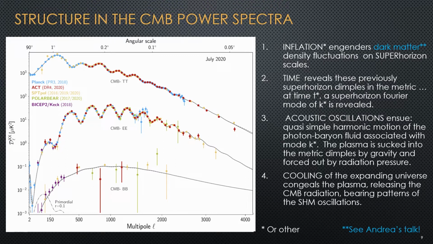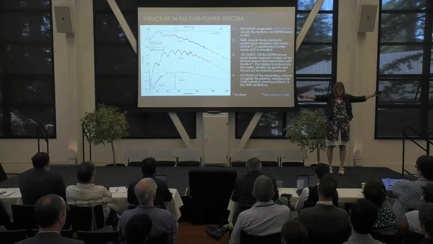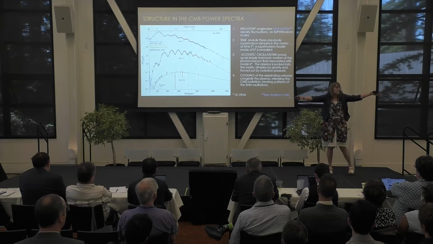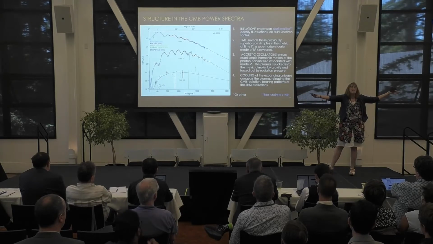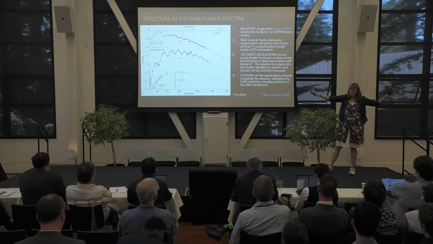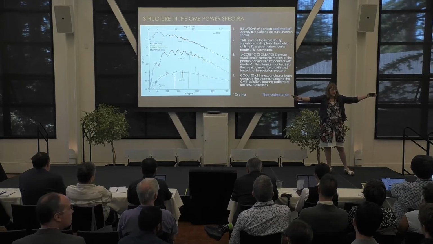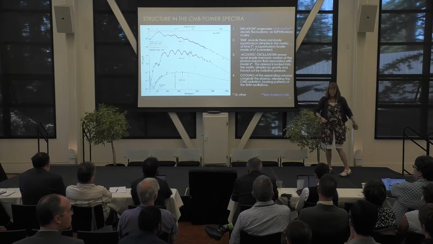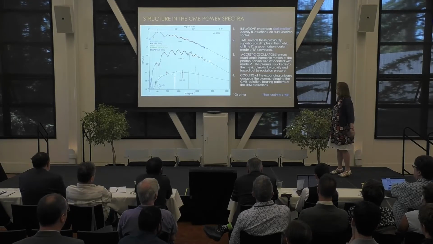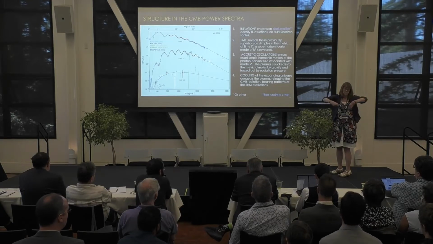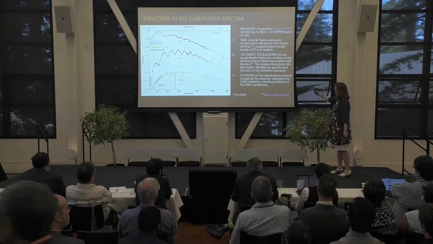And then, through a process that I'll say a teeny bit more about in a second, when this formerly superhorizon dimple is revealed, stuff starts happening. And what starts happening is this thing that we refer to as acoustic oscillations. So pretty much the gravitational interaction starts causing collapse of the baryons in the plasma into potential wells that already existed.